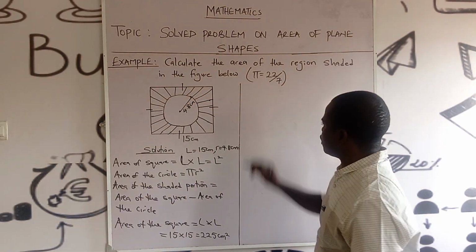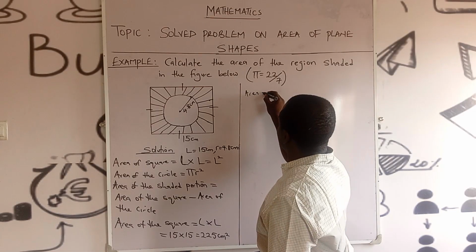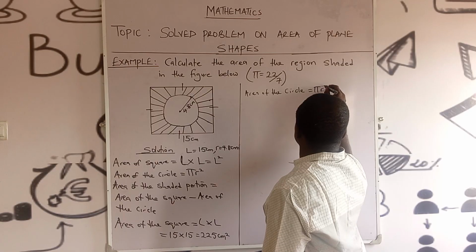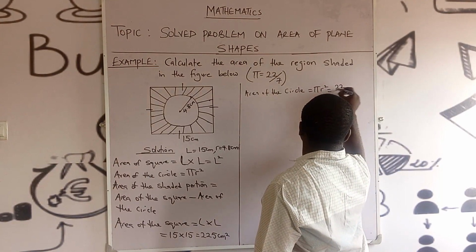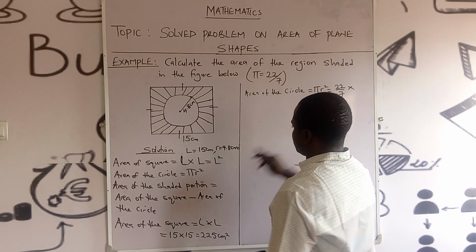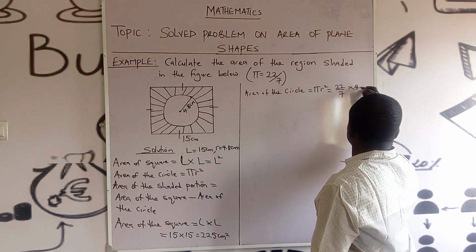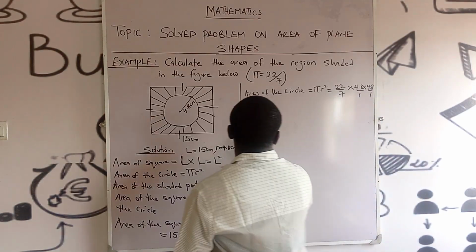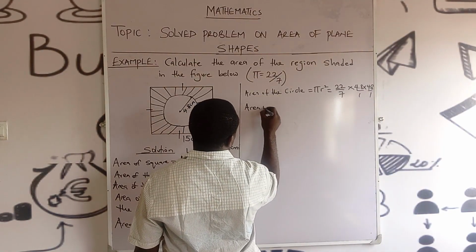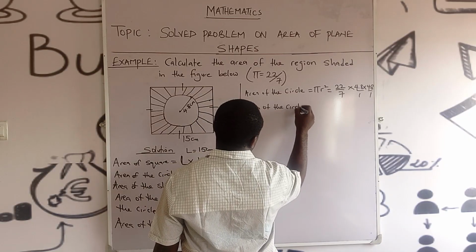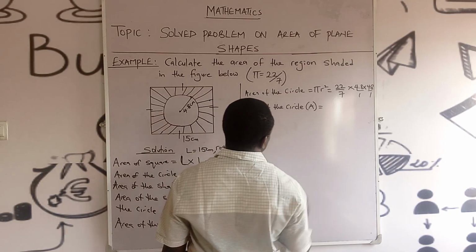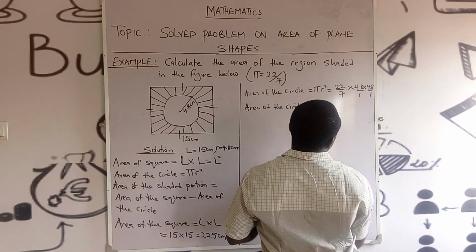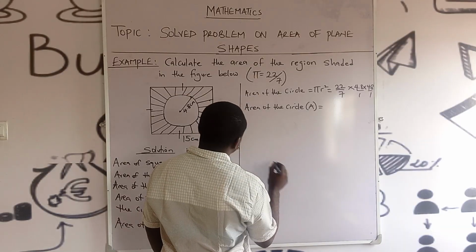Now let's go to the area of the circle. Area of the circle is pi r squared. We are given pi to be 22/7. We are given the radius is 4.8, so 4.8 times 4.8, that's over 1. Now the area of the circle, let's use A to represent it so that we will not be writing the statement often. That's 22 times 4.8 times 4.8 over 7. Let's multiply 4.8 times 4.8 first.